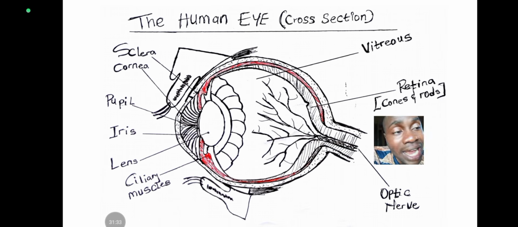It gives the eyeball its shape, maintains the shape of the eye too, not just the pressure. All these are places JAMB usually sets questions from. All right, that's that for the eye.